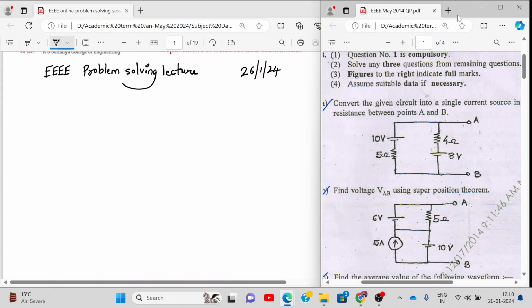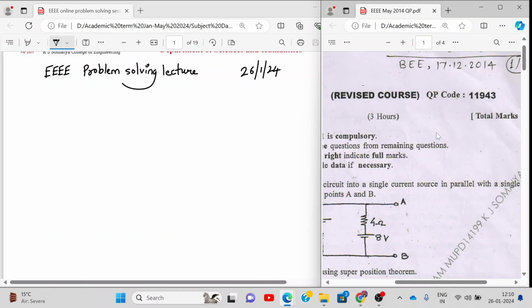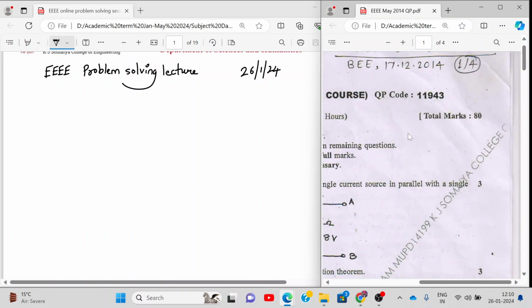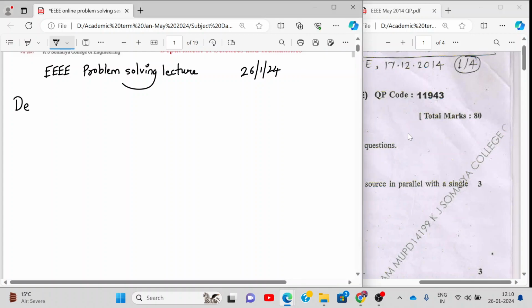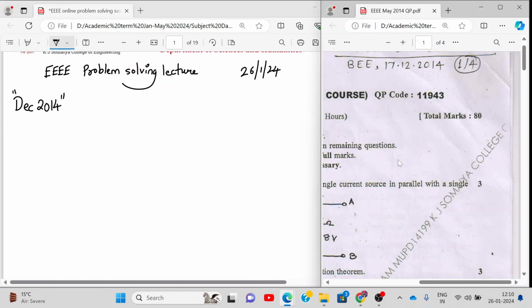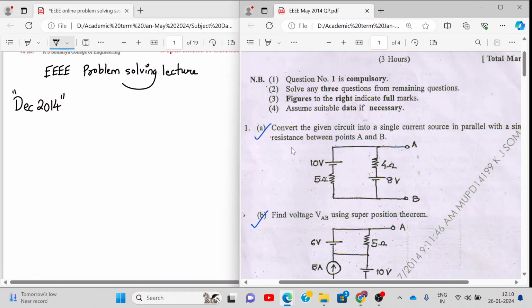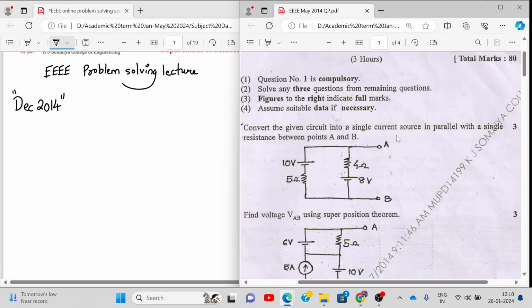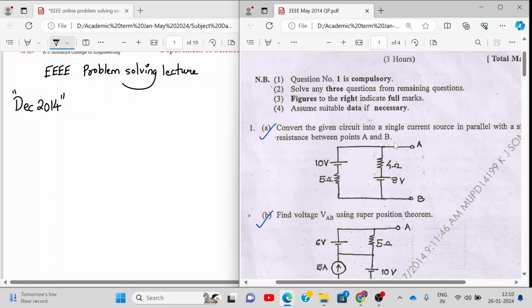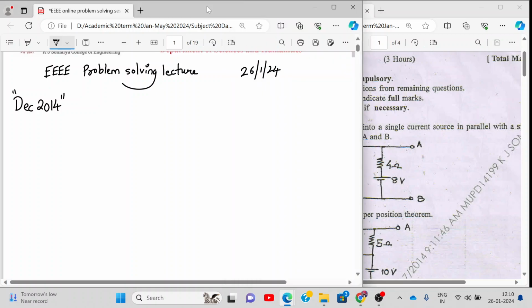Okay, so can you see this? This is the December 2014 ESE paper, and we are going to solve the numericals related to module number 1. So can you see the first question over here? Convert the given circuit into a single current source in parallel with a resistance between point A and B. So do you understand what it is asking?